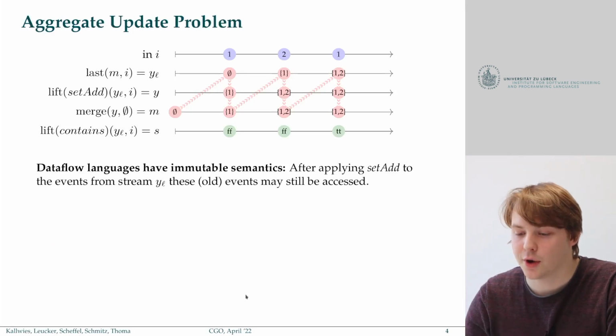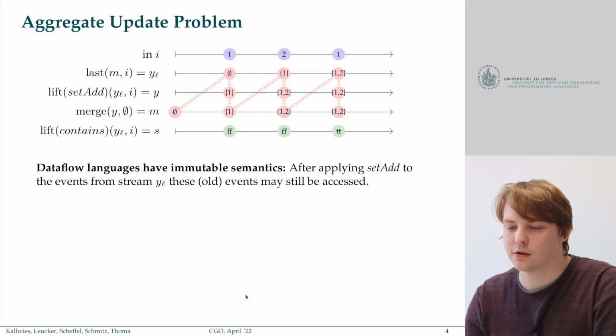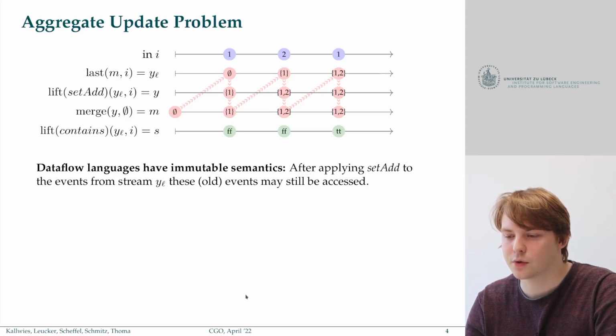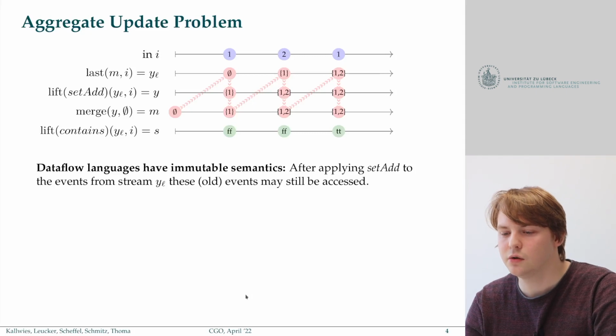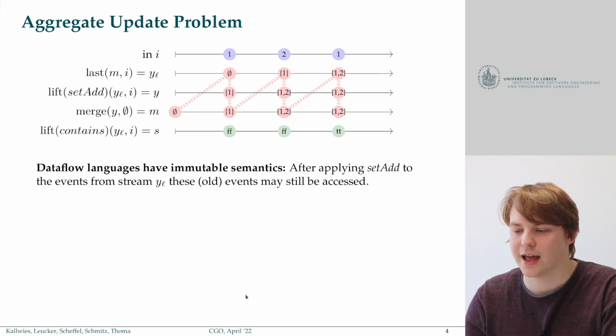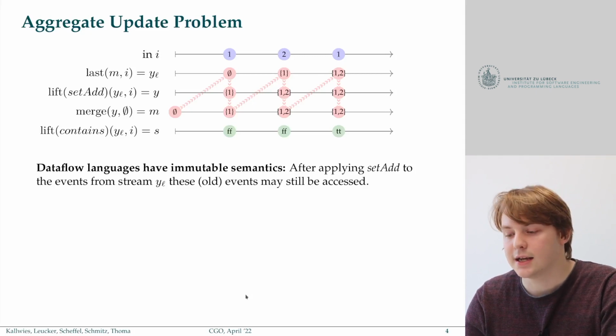As you may have already recognized, these Dataflow languages have so-called immutable semantics. For example, if we take a look at stream Y, we add the function setAdd on the current event of YL. But in fact, we do not change the value of stream YL. We actually copy the event, the empty set, and then modify it to receive the new event of stream Y. However, the old event on stream YL remains unchanged, and is maybe even used again later when we evaluate stream S.